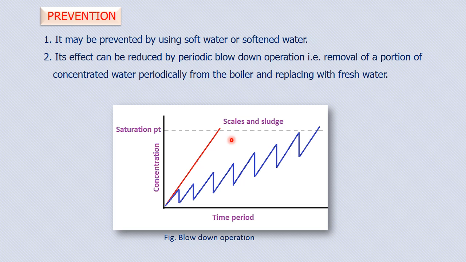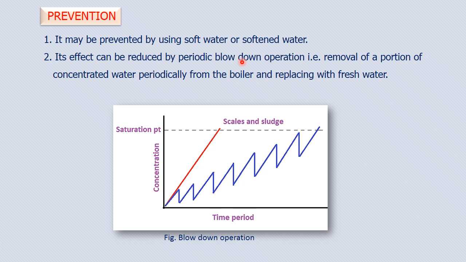So how does the periodic blowdown operation work? Let us see the graph. Here you can see the red line. This red line indicates what happens if we are not doing any operation, and we are continuously boiling the water and producing steam. When the salt concentration crosses its saturation point, the scales and sludges are formed because salts are thrown out. After this point of time, the scales and sludges are formed.